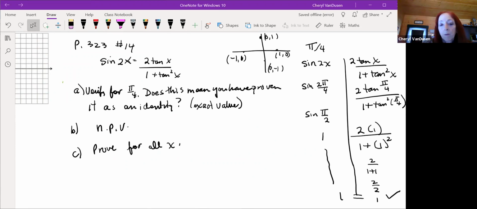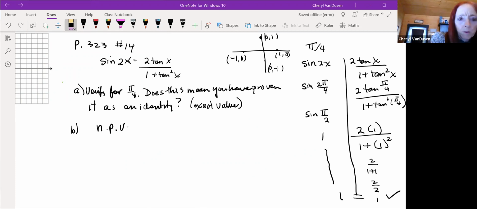When we look at non-permissible values, we have to look at denominators. We have to look for when the denominator is equal to 0 and then say we can't have that. So when we do tangent, basically you have to keep in mind, I'm just going to erase part C and then I'll put it back here just so I have a spot to do part B. This side doesn't lend us to any non-permissible values because there's no denominator. So good, we don't have to worry about that.